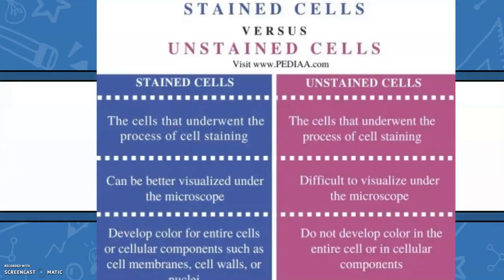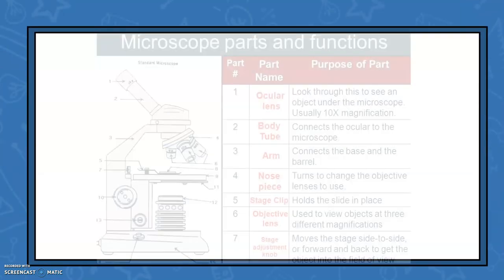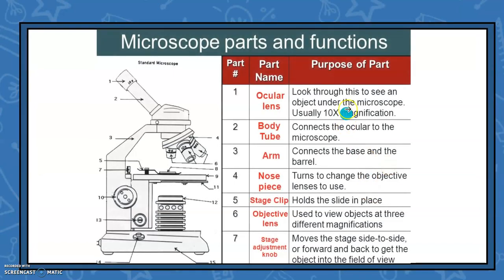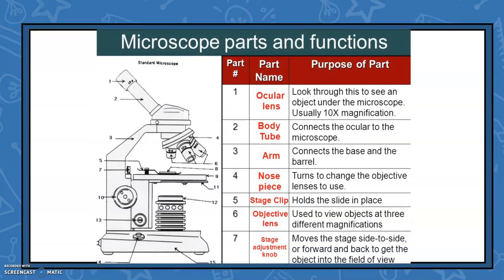And what about stains? Stains are used for better visualization under the microscope, for coloring the cells or cellular components. With unstained cells, it is difficult to visualize under the microscope. So stain is used for better visualization. And what about lenses? Of course, lenses are used for magnification. Eyepiece or ocular lens or objective lens, they are used for magnification to increase the size of the image. That is magnification.